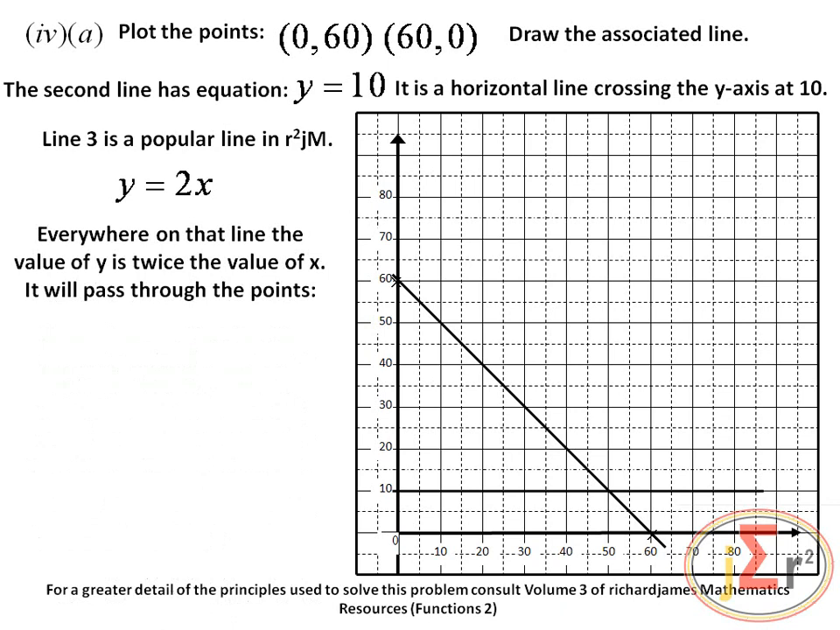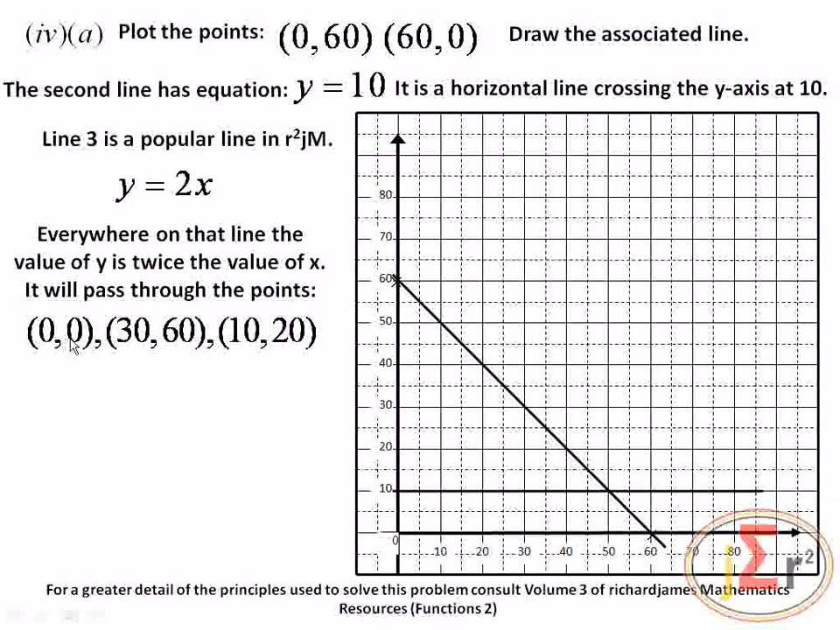It will pass through points like, say, x is 0, 0 times 2 is 0. X is 30, 30 times 2 is equal to 60. X is 10, 10 times 2 is equal to 20. So whatever the value of x is, y is 2 times that. So we are going to plot that point 0, 0, that is the origin, 30, 60, right there, and 10, 20. So we go to 10 and we go up to 20. And of course, the line will pass through those points. No problem with that.